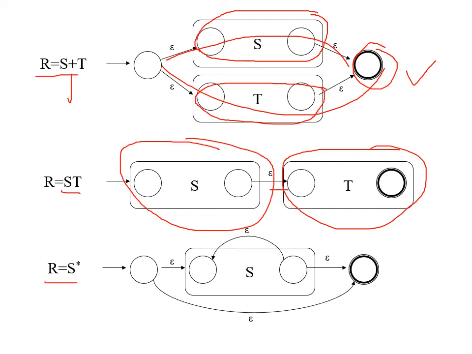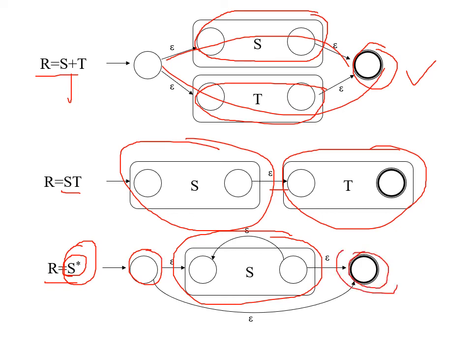Now R is equal to S asterisk, which means there is a loop and everything is accepted over here, that means initial as well as final, right? So this is basically S. Now there is a closure on S, so for obtaining closure we will add another state before this one, and we will add another state that will be called a final state using null, and we will have a transition from this state to this state using null.